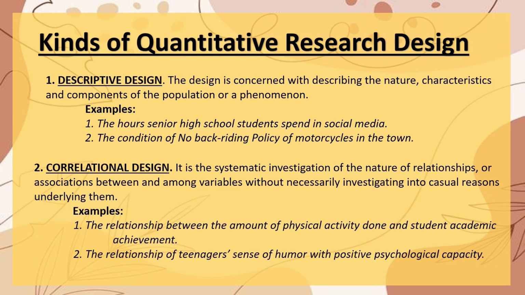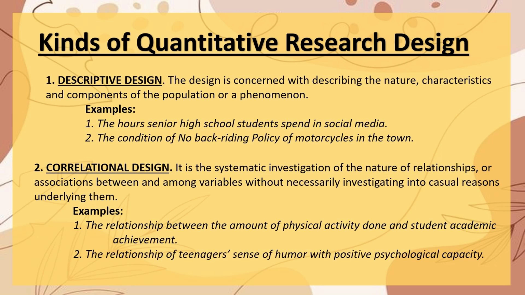The second example is the relationship of teenagers' sense of humor with positive psychological capacity. In a correlational design exploring the relationship between teenagers' sense of humor and their positive psychological capacity, the researcher would gather data on both variables.